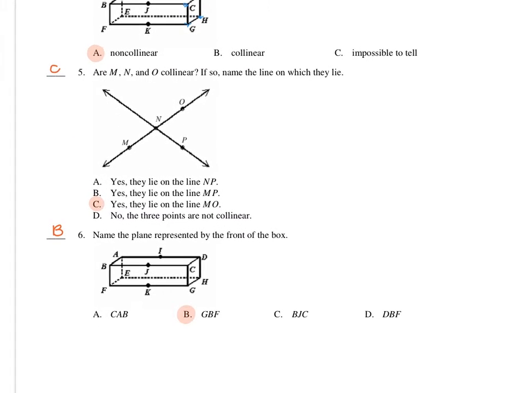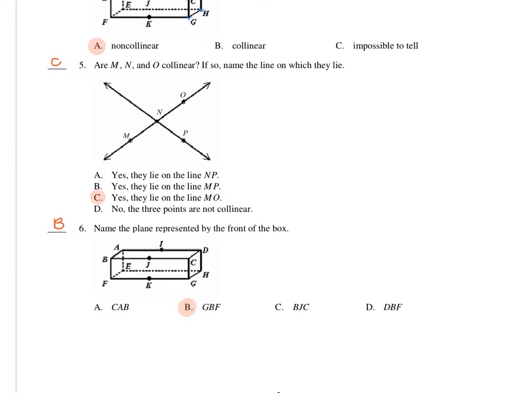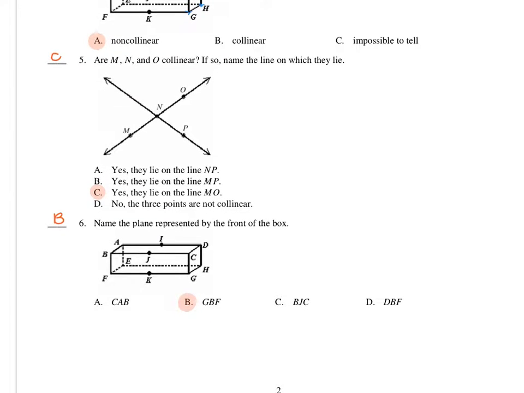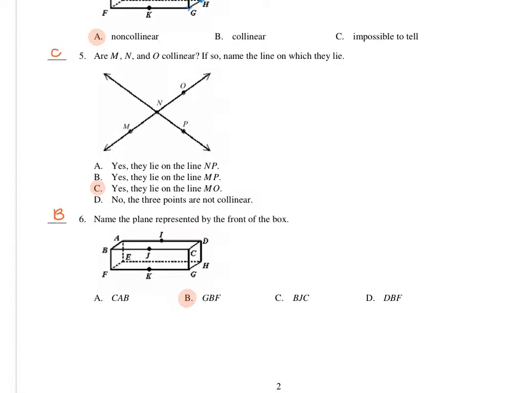So all of these questions, just like they are here, will be multiple choice. Number 6, name the plane represented by the front of the box. So we could call it GBF. You could have called it GCF, GCB, any combination of those front letters. We're still good, right? Any questions so far?